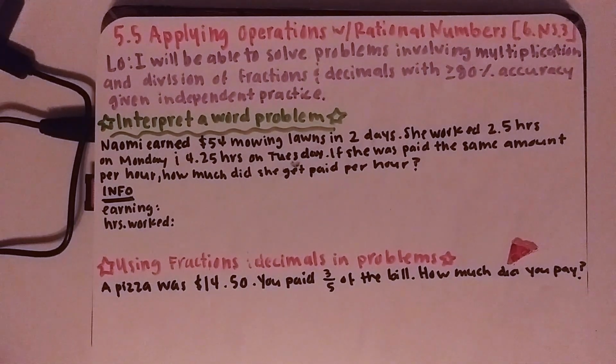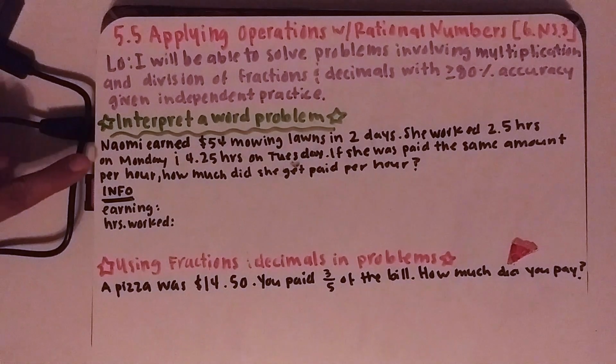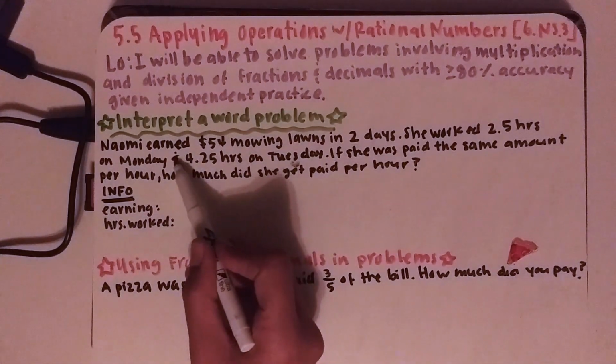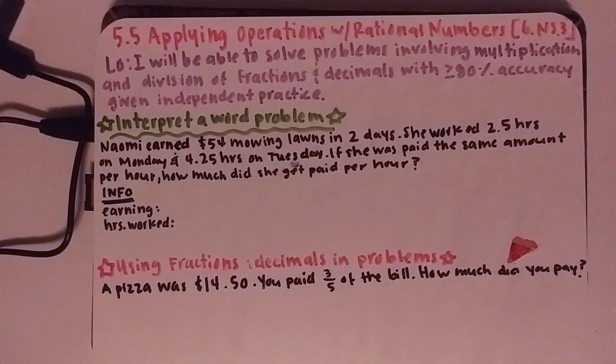It says Naomi earned $54 mowing lawns in 2 days, and she worked 2.5 hours on Monday and 4.25 of an hour on Tuesday. If she was paid the same amount per hour, how much money did she get paid per hour?